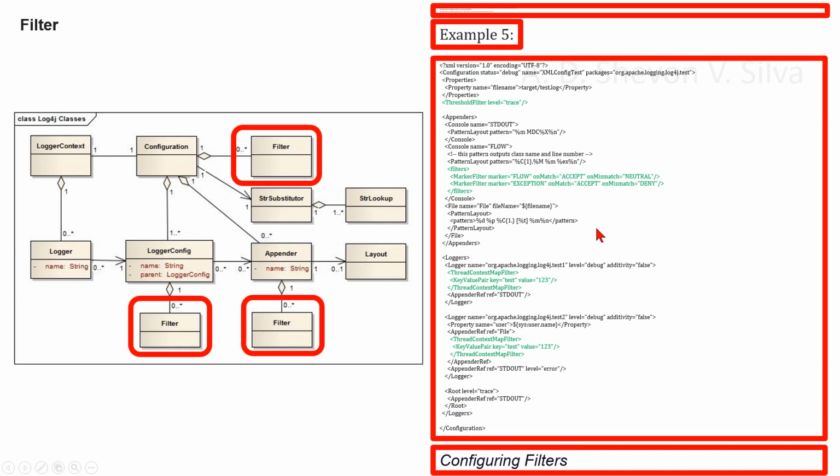Log4j, this is configuring filters. Log4j allows a filter to be specified in any of 4 places. One, at the same level as the appenders, loggers, and properties elements. These filters can accept or reject events before they have been passed to a LoggerConfig.